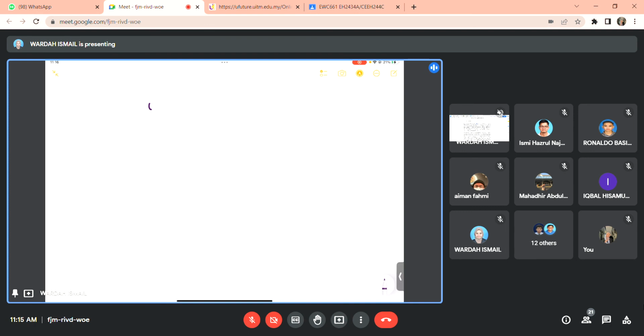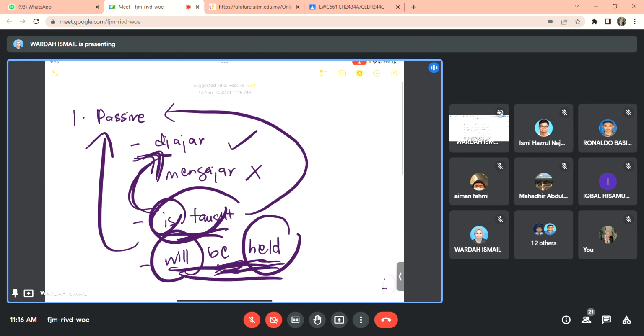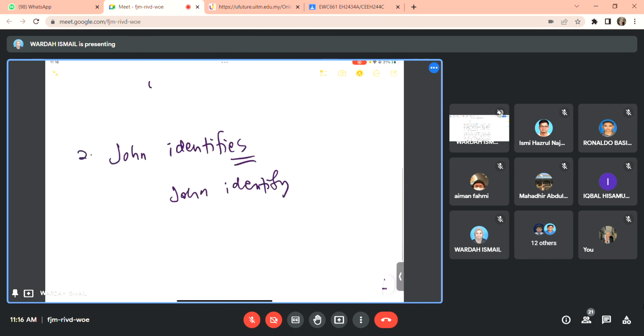Okay, number 2, let's talk about tadi an example. John identifies. Kenapa S? Why not John identify? Okay, kalau you are writing in this, tadi I buat, okay, this is number 1. Now this is about present tense. Okay, present tense. John identifies.